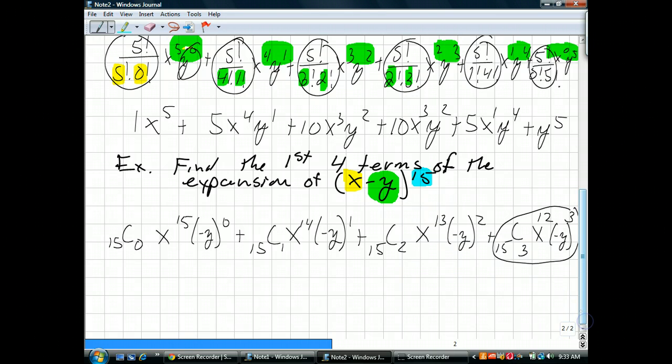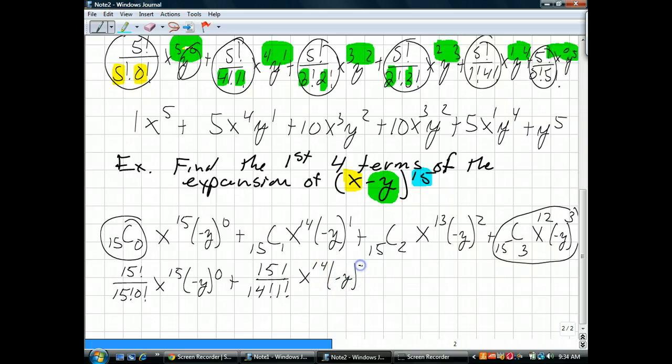That's going to be important later on. Now it's just a matter of simplifying. So this is 15 factorial over 15 factorial 0 factorial, x to the 15, negative y to the 0. Plus 15 factorial over 14 factorial 1 factorial, x to the 14, negative y to the 1, plus 15 factorial over 13 factorial 2 factorial, x to the 13, negative y to the 2, plus 15 factorial over 12 factorial 3 factorial, x to the 12, negative y to the 3rd.